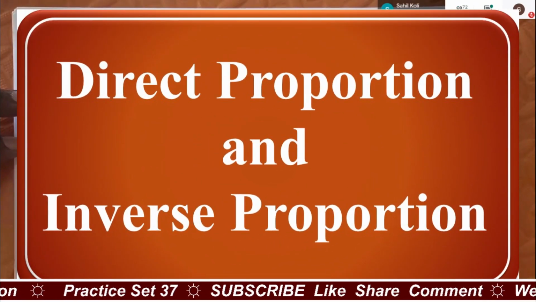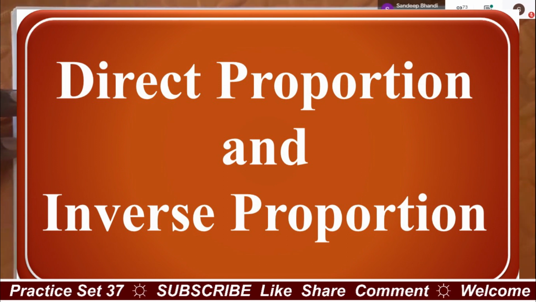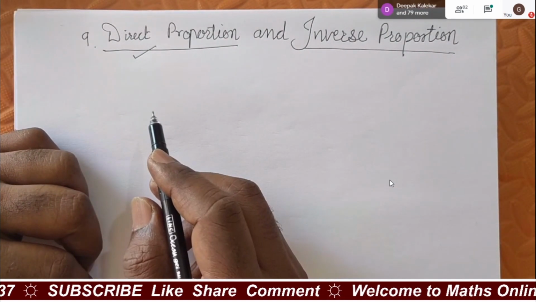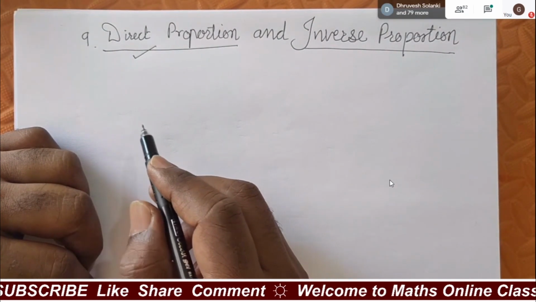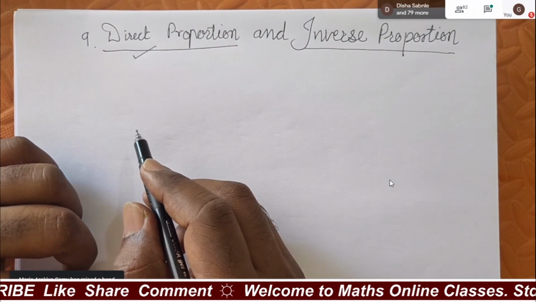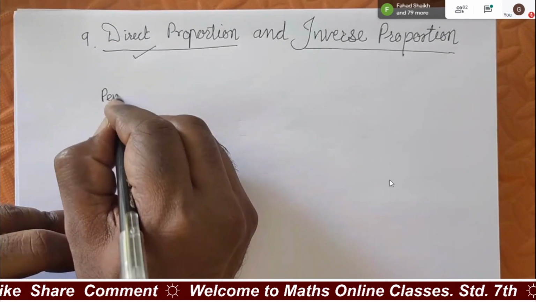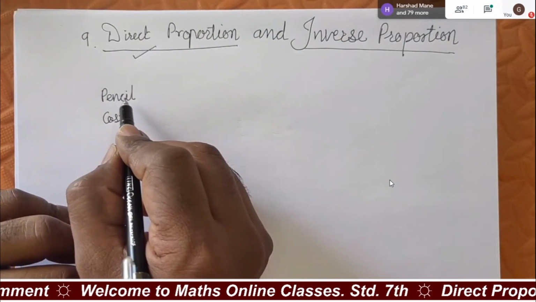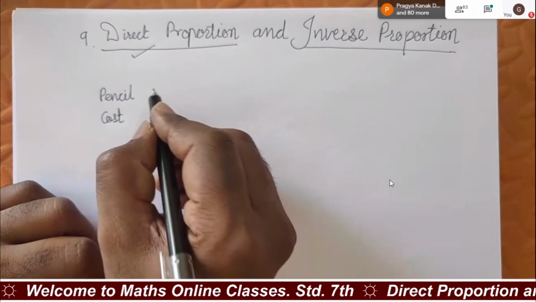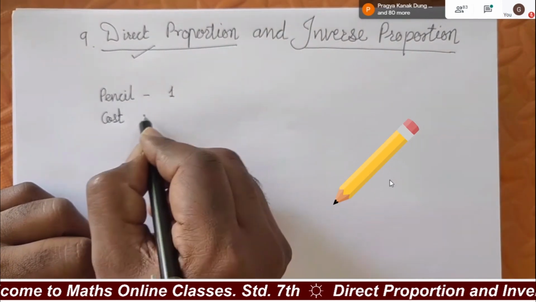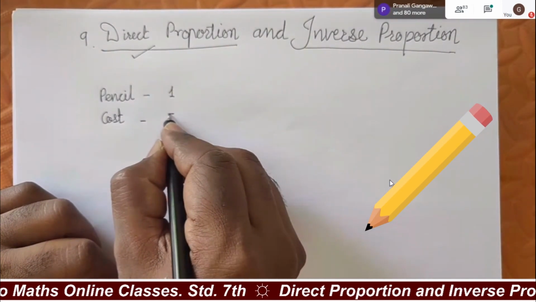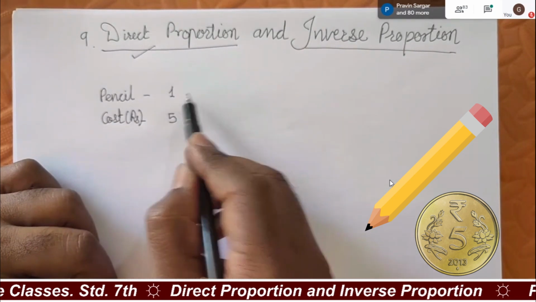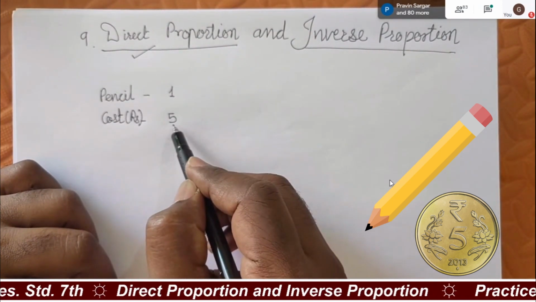Direct proportion and inverse proportion. I will give one example. Many of you go to the market. If we are in a stationery shop and you want to purchase a pencil, you have to write pencil and its cost. When you ask the shopkeeper for one pencil, if the cost of a pencil is ₹5, we will write cost in rupees and pencil quantity. Okay, one pencil, ₹5.